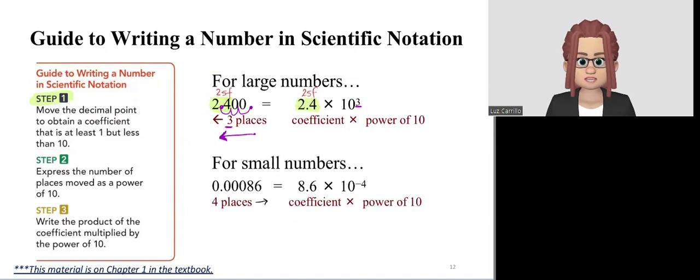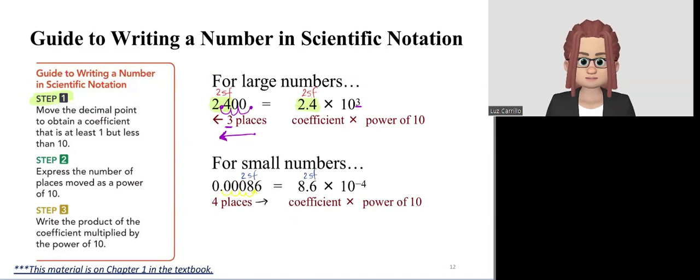Now, since we have a written decimal place, we have to take into consideration that we can actually move that decimal place to meet that step 1. If I move that decimal place in order to create a digit that is at least 1 but less than 10, we have 1, 2, 3, 4 places that we're going to move that decimal place. And since our measured number has 2 sig figs, that coefficient needs to have 2 sig figs. And then now it converts to 8.6.